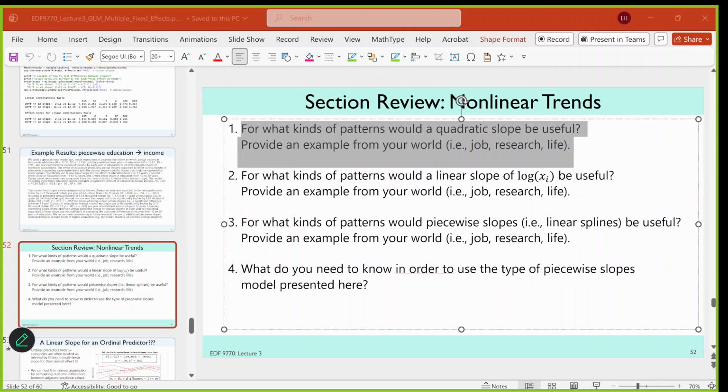So those are some good ones. Number 2, how about a linear slope of log x? So that's the one that mimics a curve that's known as exponential, where it kind of levels off. There's a term for that, it hits an asymptote. Now, there are more formal nonlinear models in which it is truly exponential, but this is sort of a hack that you can use in standard linear models to make a curve that levels off. So do you have any examples that you can think of for that kind?